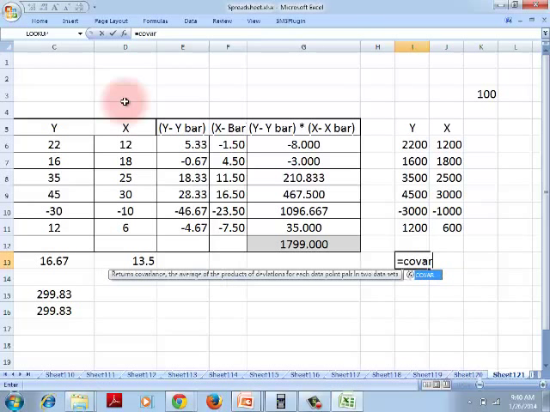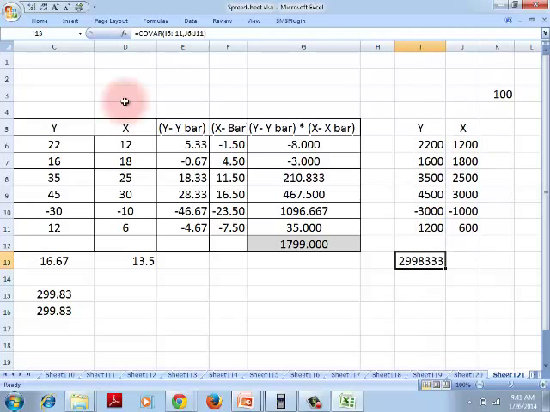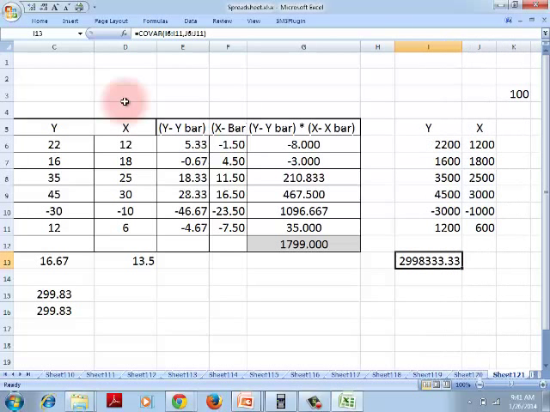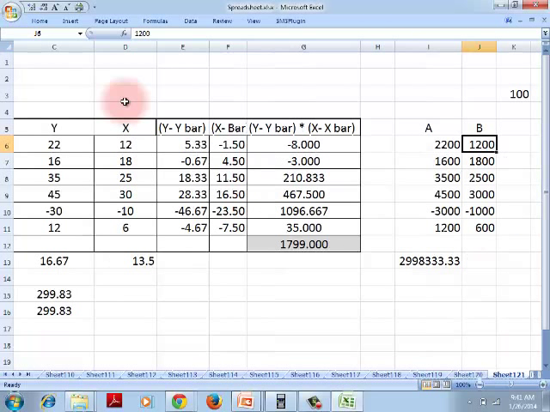Covariance, this is your first set of data, second array, and covariance comes out to be a substantially larger number. So what is it telling you? It is telling you that even though the relationship between, if I call these variables A and B, even though the relationship between A and B and X and Y is the same, no difference in the relationship, only because the absolute values were very high, covariance turned out to be very high.